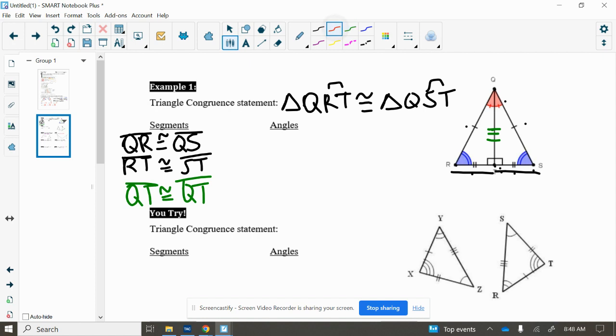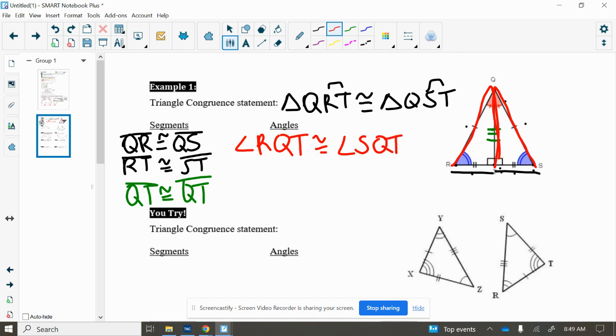Now, as far as the angles are concerned, we have to be careful because notice if we say angle Q, there's officially 3 angle Qs. So we want to make sure we name these using 3 letters. So for instance, RQT, the first one, then we would have to say SQT, that one.